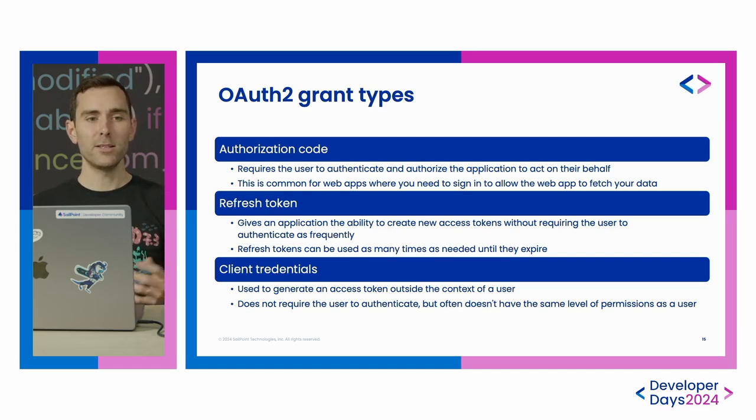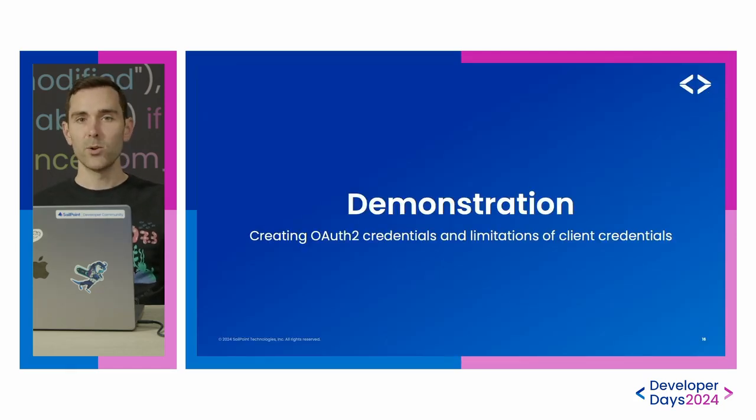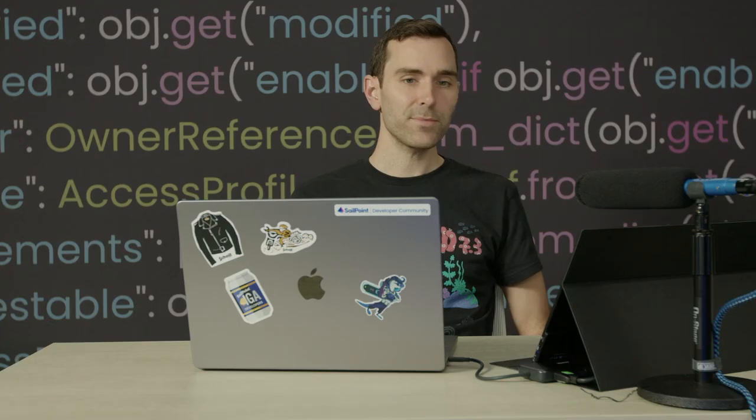And then finally, there's the client credentials grant type. So this grant type is used to generate an access token outside of the context of a user. There's not really a user associated with it. And typically this is used for scripts or applications that need to operate in the background, not as any particular user. And that's the three main grant types that SailPoint supports. So I'll go into my next demonstration, how to actually create OAuth 2 credentials in SailPoint.